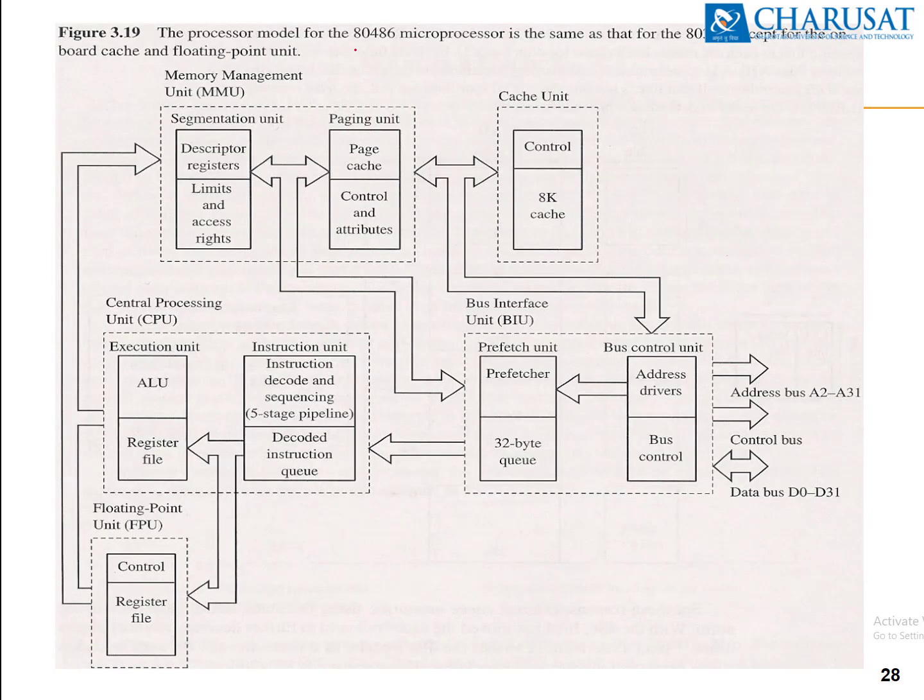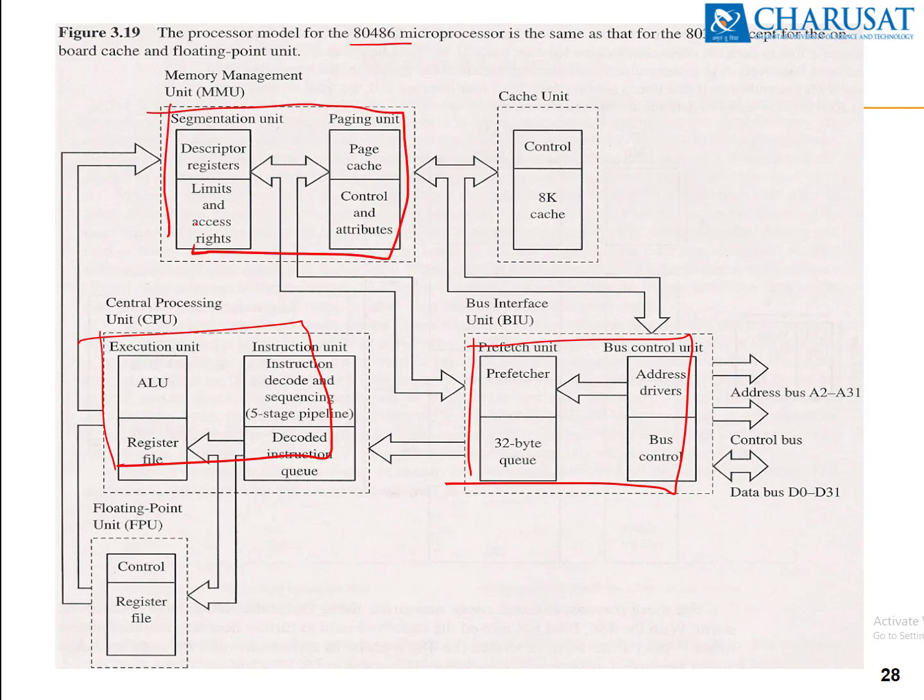This is the 80486 architecture, an abstract view of the architecture. This part is the same as 80386, this is the same as 80386, and this is the same as 80386. What is new in 80486? It's the cache unit. These are the control of the cache unit, and this is the 8K cache, and the floating point unit, with control and register files that perform floating point operations.